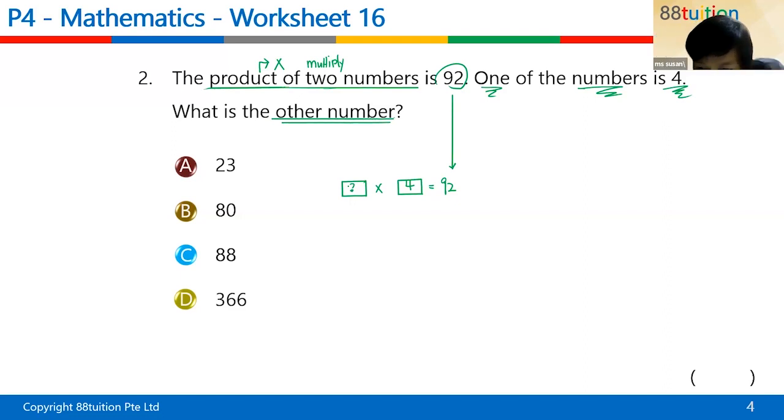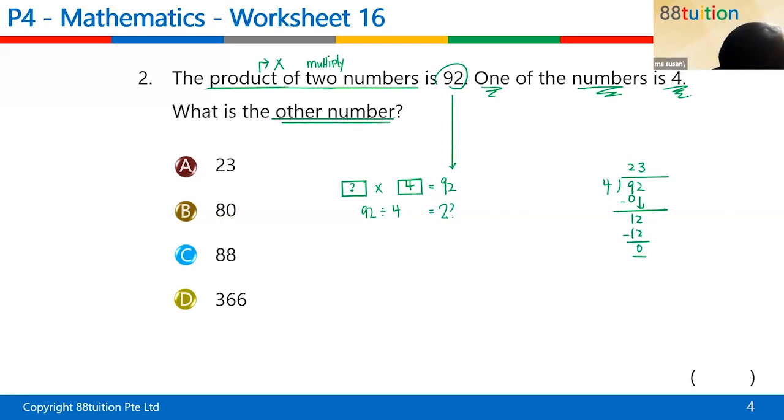Any idea, Joel? 92 divided by 4. Very good. So this one you have to do the long division. So 2, 8. Sorry, wait a while. 1, bring down 3. Okay, so your answer is 23 for this. Option number A. So far, so good, huh?